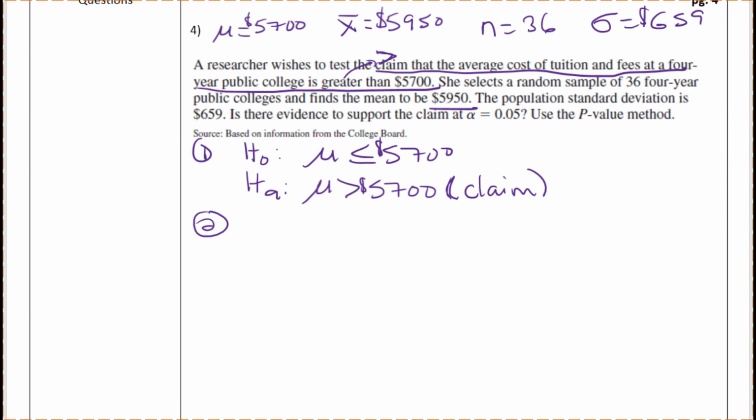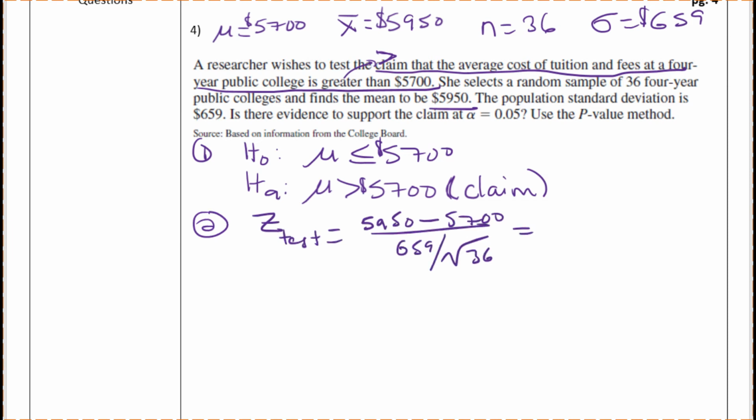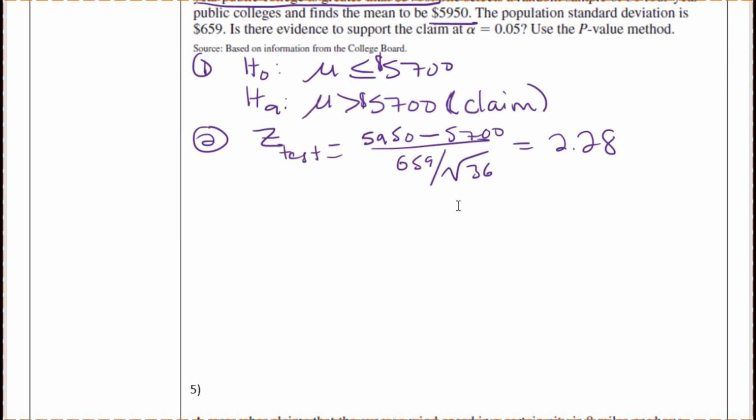All right, so the second step, we want to calculate the z-test. So we're going straight for it. We're going to put in our numbers: x bar minus mu divided by sigma over square root of n. You're going to get 2.28 for the z-test, so we're going to label that z-test. Now we know that we're dealing with a right-tailed test. For the third step, we know it's right-tailed because the alternative hypothesis is greater than, which is an arrow pointing to the right. So right-tailed test.